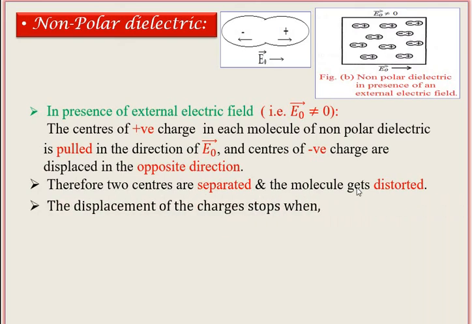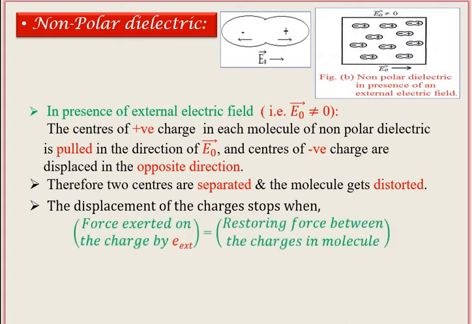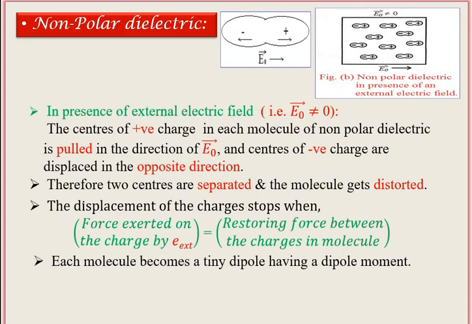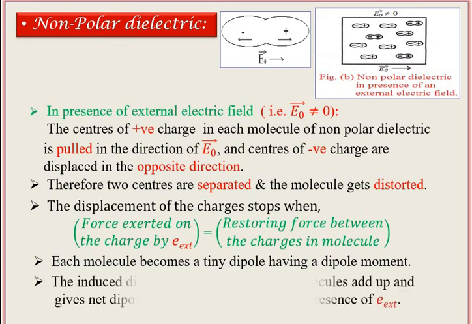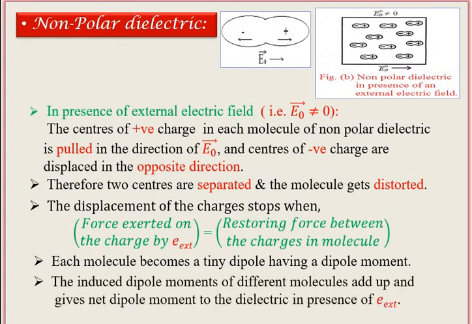The displacement of the charges stops when the force exerted on the charge by the external electric field is equal to the restoring force between the charges in a molecule. Here, each molecule becomes a tiny dipole having a dipole moment, and the induced dipole moments of the different molecules add up and give the net dipole moment to the dielectric in the presence of the external electric field.